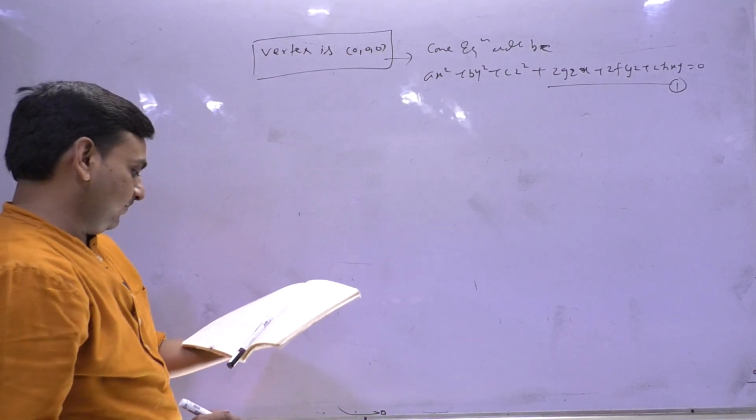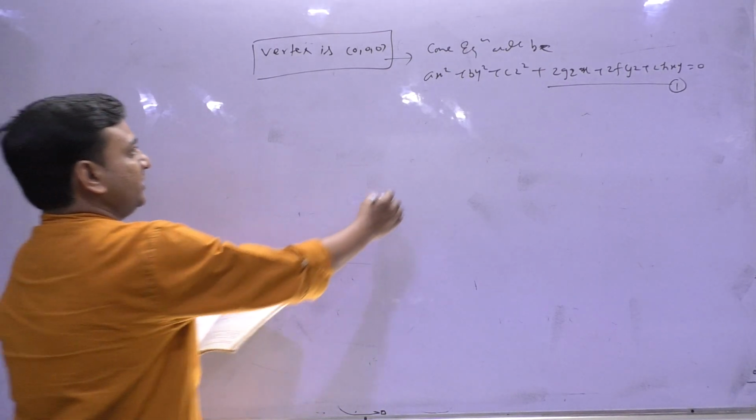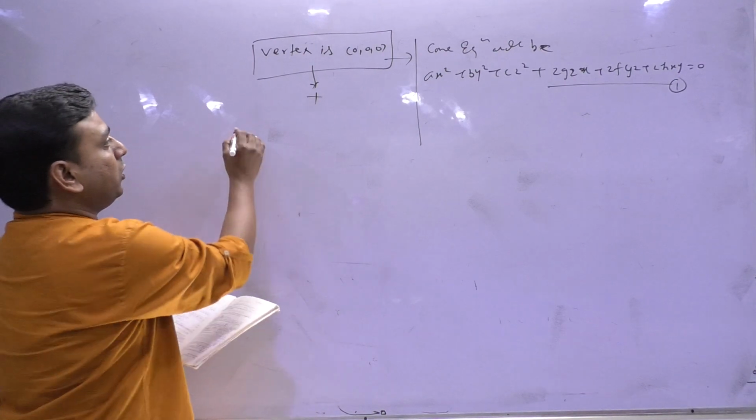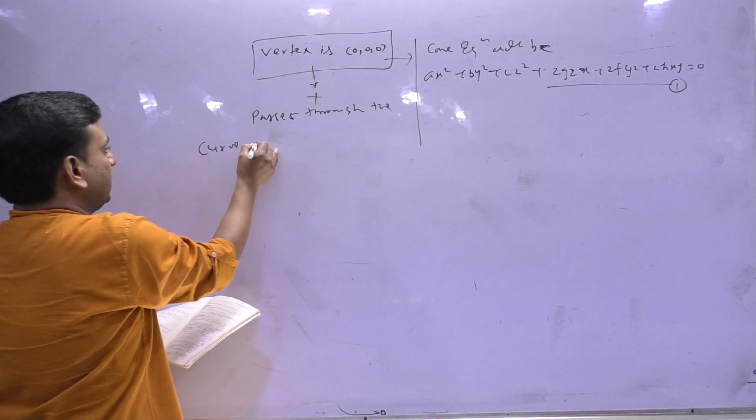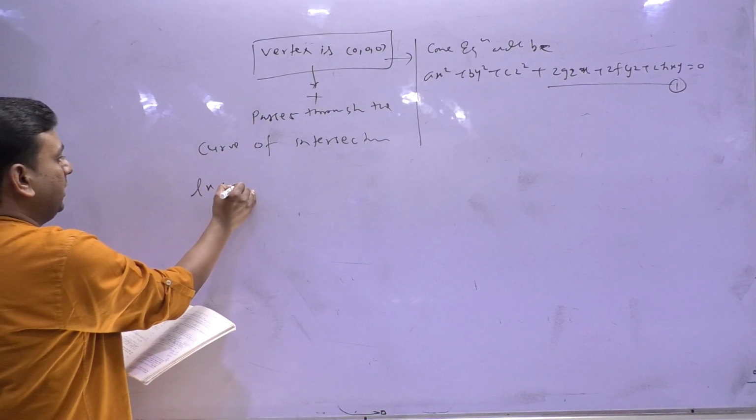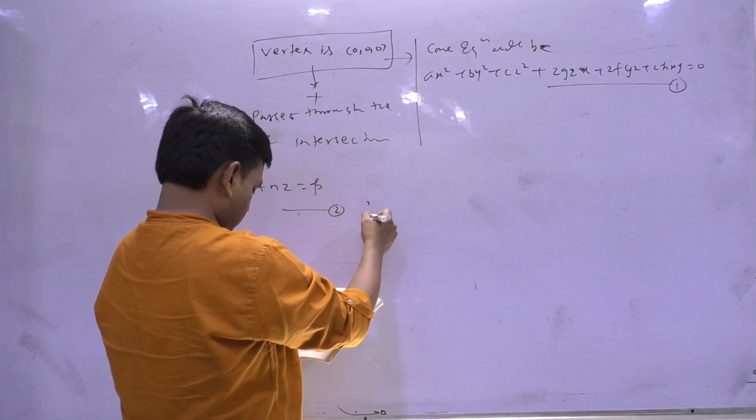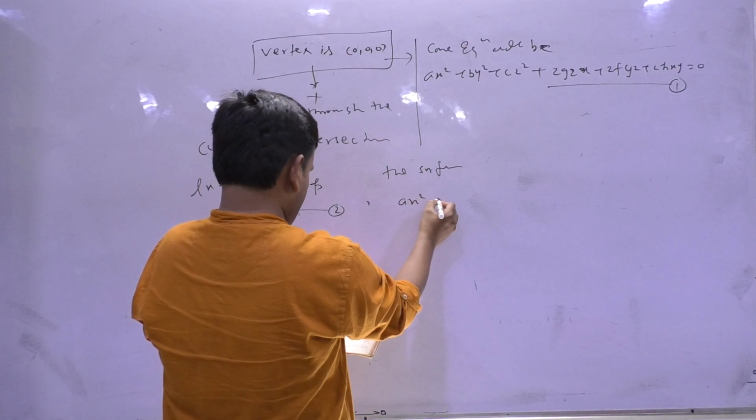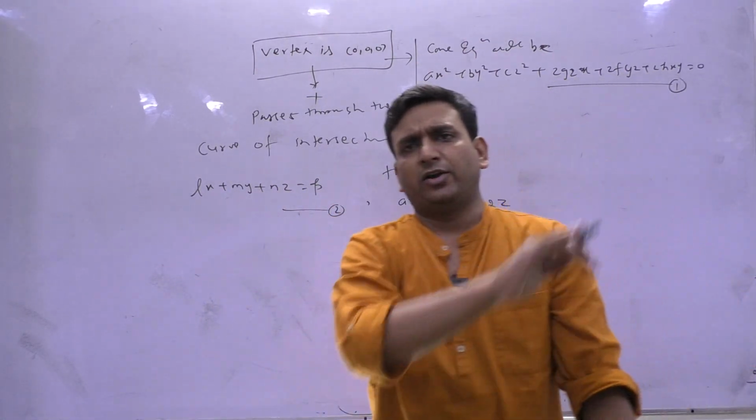Any issue? Okay. So what they said, a cone with vertex at origin, and other information given, which passes through the curve of intersection of the two surfaces they have given: lx plus my plus nz equals p, and the surface ax square plus by square equals 2z. A very interesting and very standard kind of problem it is.